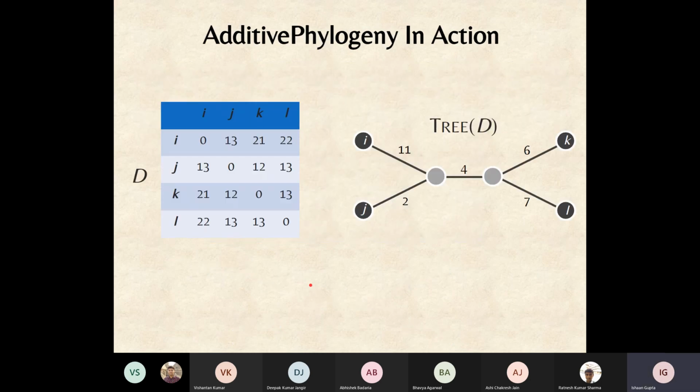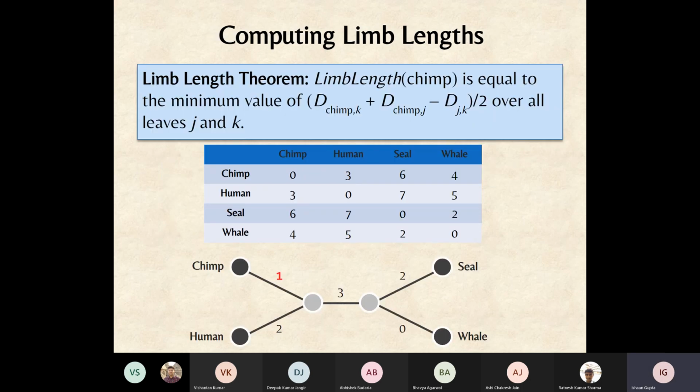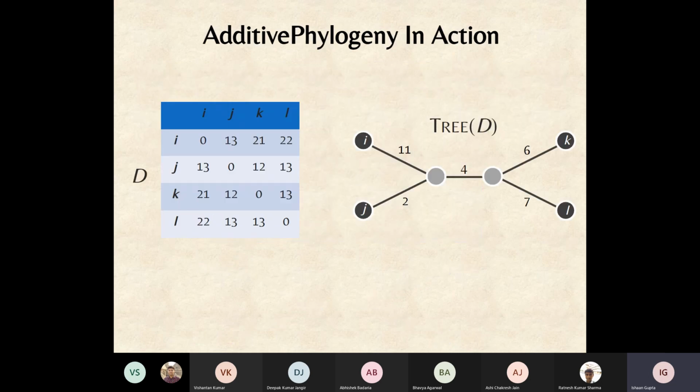Now, given this idea, we will try to fit a tree using what's called additive phylogeny, and I will do this in the next class. Briefly, what you do is you find the shortest limb length, and then you remove that limb and that node from the tree. I'll quickly show you how.